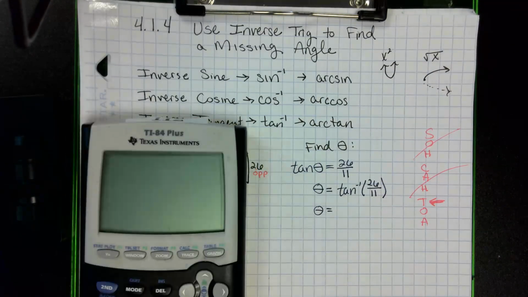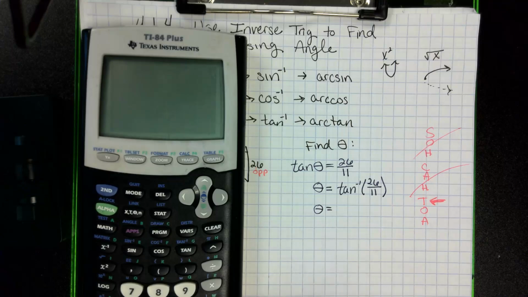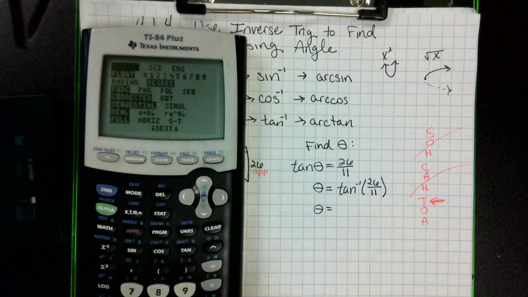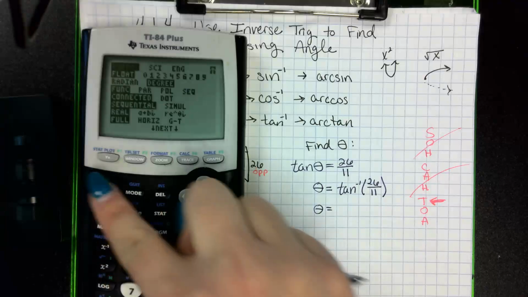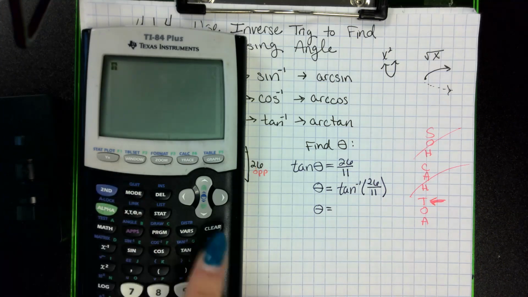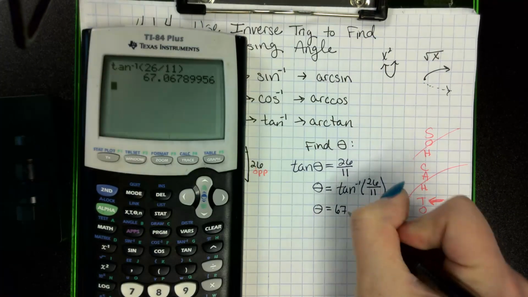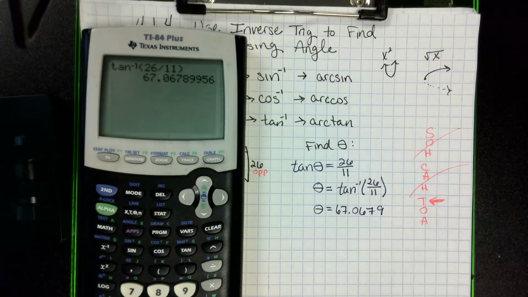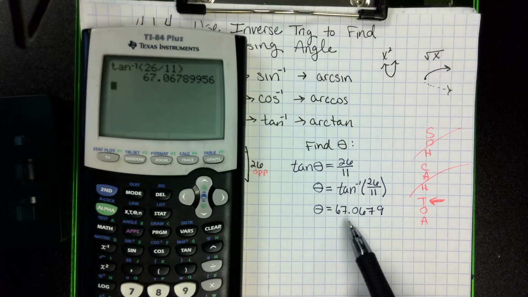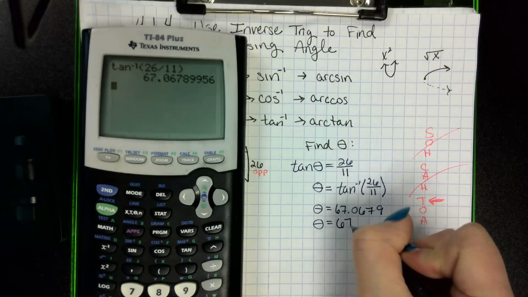So then I go to my calculator. You can see it. And I want to make sure I am in degree mode since I'm dealing with degrees. We haven't talked about radians yet. So mode, yes, degree is highlighted, so I'm good. Second, quit. I want to do the inverse tangent. So there's the tangent button, but I have to do second tangent. 26 divided by 11. And it gives me 67.067, I'm going to call that 67. When we're dealing with degrees, let's always round to the whole degree. We don't want decimals inside the degrees. So theta equals 67 degrees.